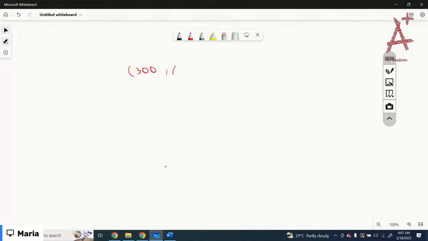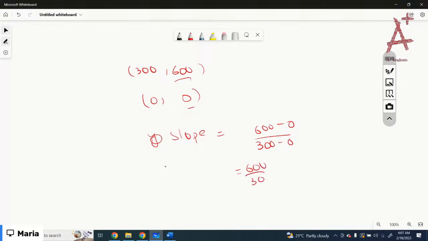300 and 600 and 0. Got it? So slope is change in y divided by change in x. The y is 600 minus 0, and then you have 300 minus 0. So 600 over 300 is... 3 times what number is 6? 3 times 2 is 6. So the slope is 2.